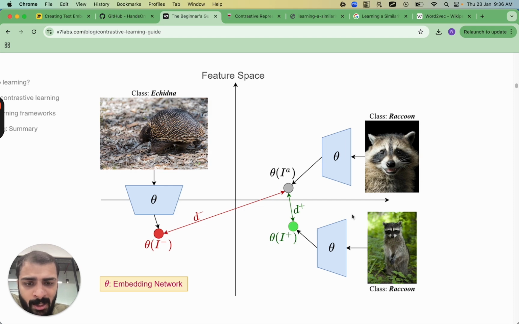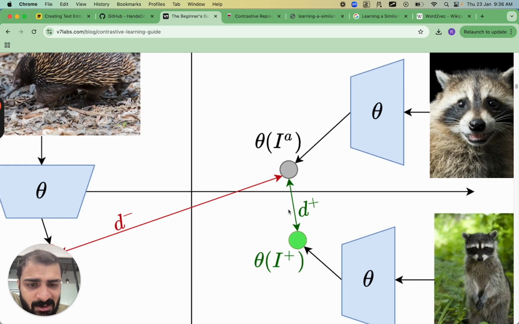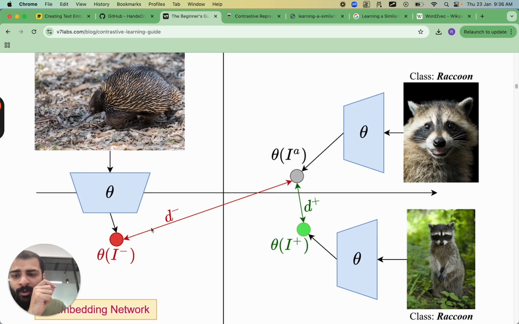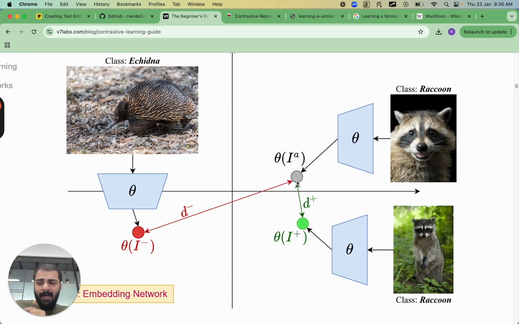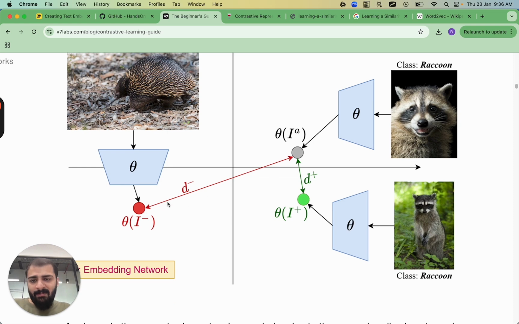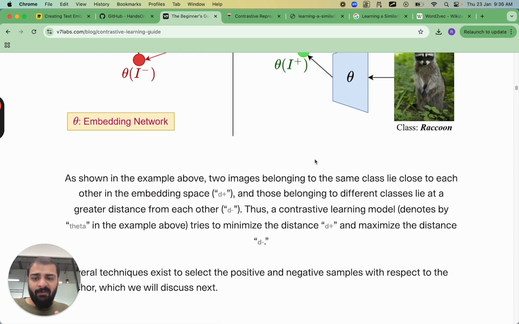And your whole aim is that you need to minimize this distance d plus, because the positive points need to be as close to the anchor as possible, and you need to maximize this distance d minus, which means the negative point should be as far away from the anchor as possible. So you need to maximize d minus and minimize d plus. That's your whole objective during the training process, and that's how the loss function is defined.